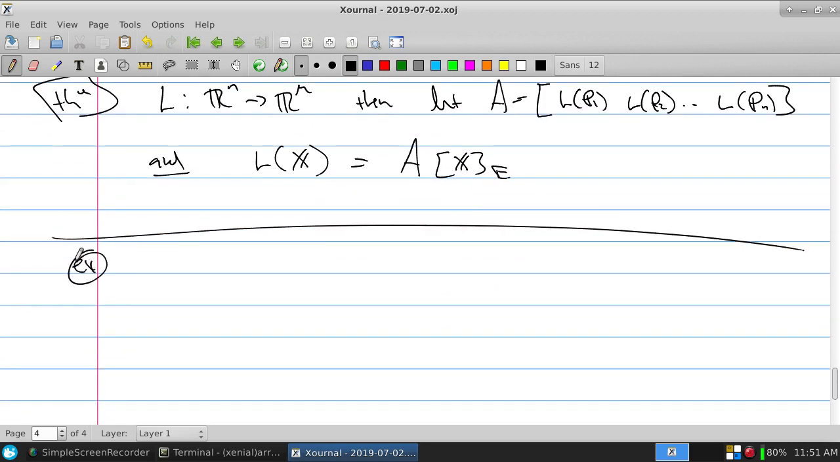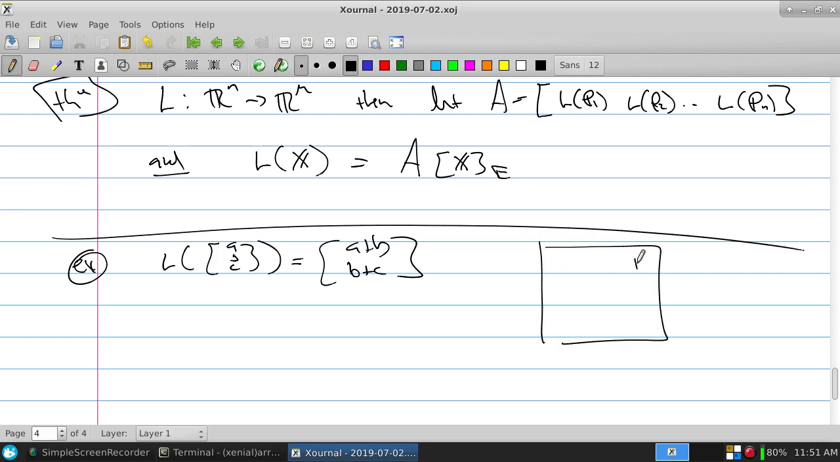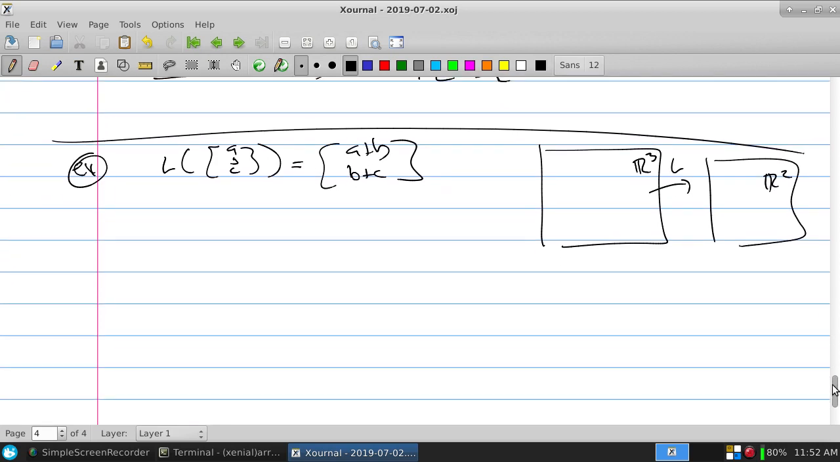Let's go back to our example. L of (a, b, c) was going to (a plus b, b plus c). Where am I going from? R, what's going into the object? 3. What comes out? 2. R2, and that's L. I need to have an A that does exactly this. On the left-hand side, that's three-dimensional space. What are the standard bases? 1, 0, 0; 0, 1, 0; e1, e2, e3, which is 1, 0, 0; 0, 1, 0; 0, 0, 1, right? And so what's A?